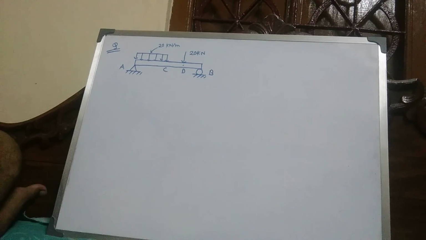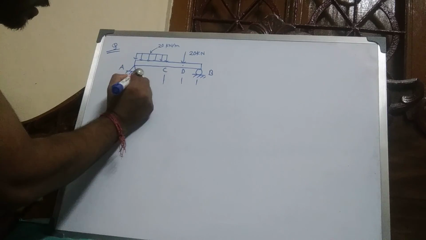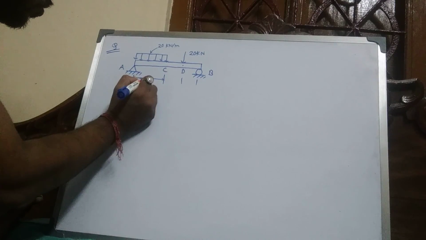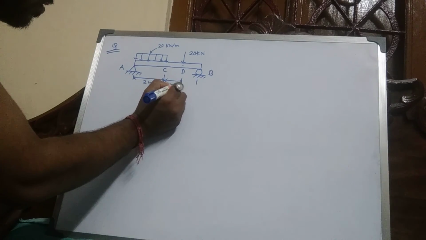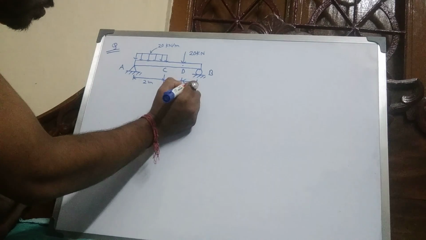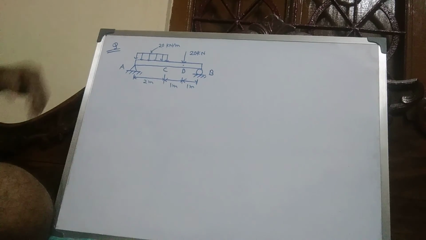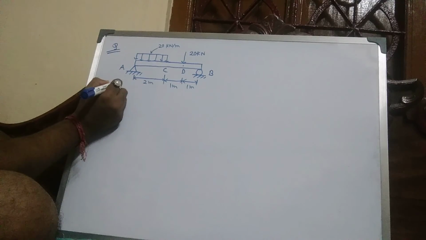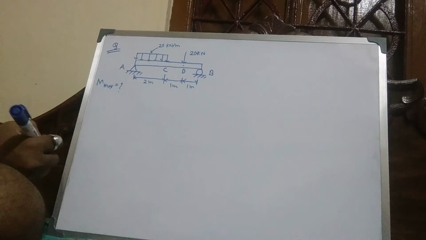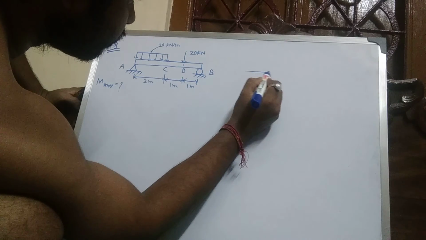and this is the distance A to C, 2 meters. This is 1 meter. This is also 1 meter. Now first calculate the maximum. The question is M max. Now draw the FBD, free body diagram.